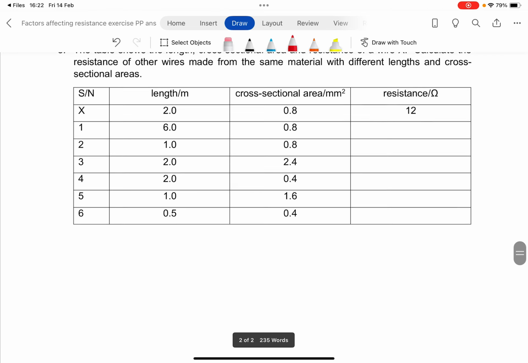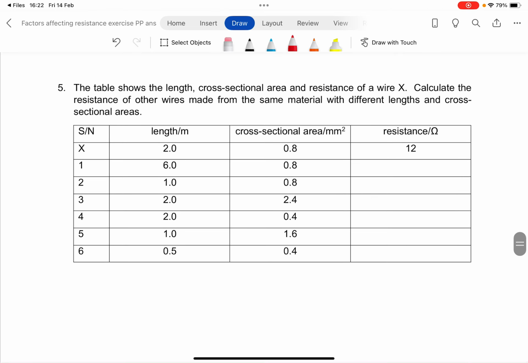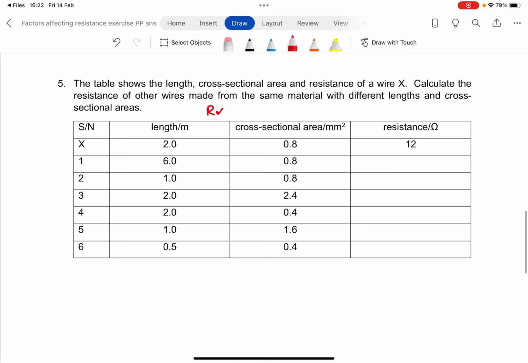So this table is to help us to practice, all right? So just to recap, R is proportional to L. Whatever happens to the length, it will happen to the resistance. So if the length is half, resistance will be half. Length is doubled, resistance will be doubled. And resistance is inversely proportional to area. So if the area is doubled, then the resistance is halved. If the area is halved, then the resistance is doubled. So it's just divided by that factor, right? If the area is 4 times, then the resistance is divided by 4.